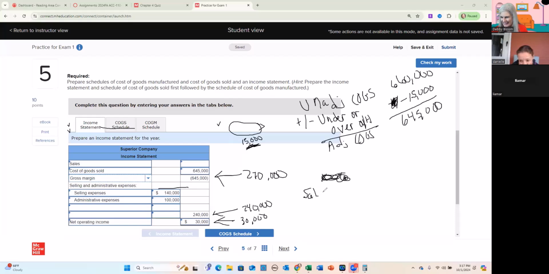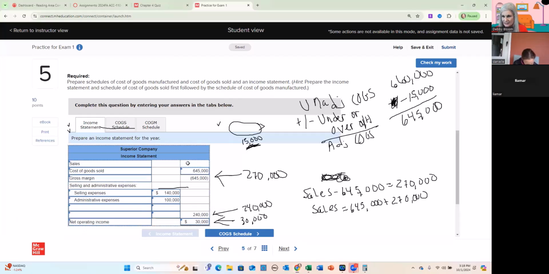Sales minus 645,000 equals 270,000. So therefore sales equals 645,000 plus 270. What is that, 915,000? I'll find out in a second because it's going to do the calculation.